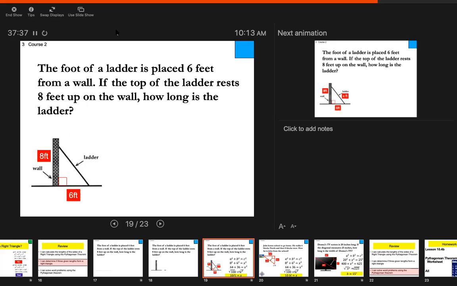Abby. So if the ladder was continued and it was parallel, what would that be? Wouldn't make a triangle. Okay. And then we couldn't use the Pythagorean theorem.